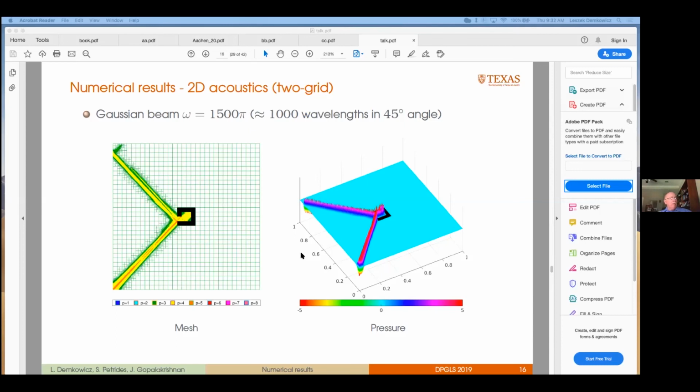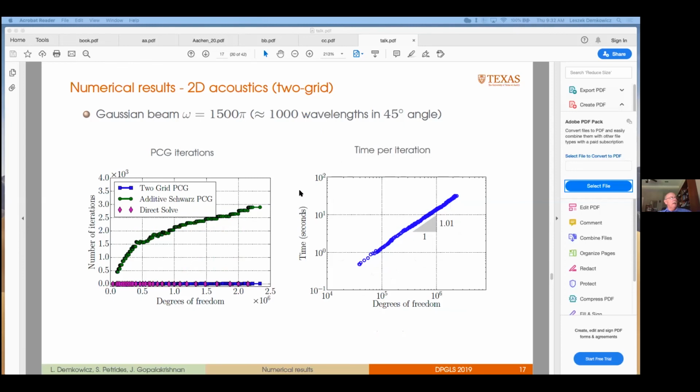This is a problem of scattering a Gaussian beam hitting a Helmholtz resonator. The wave goes inside, resonates inside, and then comes out. This problem is about 1,000 wavelengths. It was solved on a workstation using the technology. The complexity of the solver is linear.